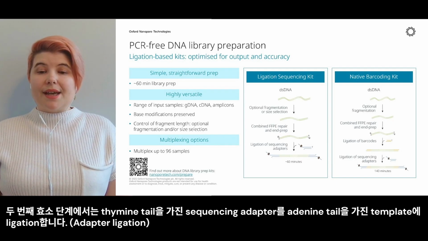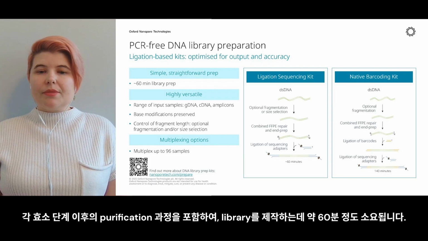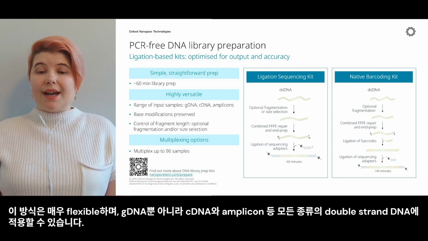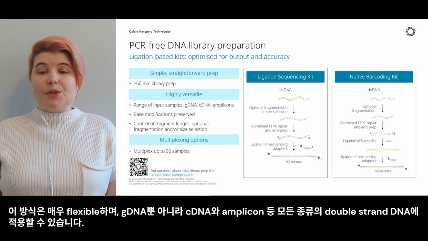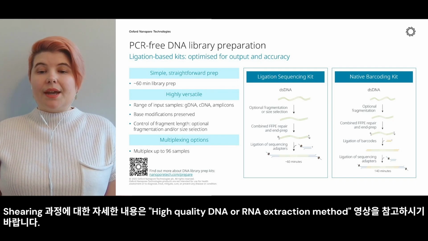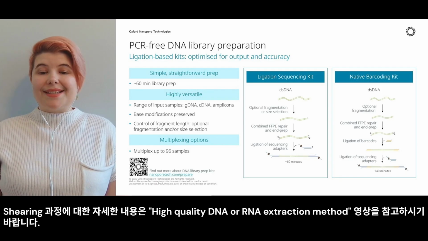The second enzymatic step is the ligation of the sequencing adapters, which feature thymine tails that are complementary to the dA-tailed templates. The whole process, including the cleanups after each enzymatic step, takes around 60 minutes to complete. This process is highly versatile and able to accommodate any sort of double-stranded DNA, including cDNA and amplicons, not just genomic DNA. You can control fragment lengths going into the preparation by optional fragmentation and/or size selection, as covered in detail in the masterclass, How to Extract High-Quality DNA and RNA.